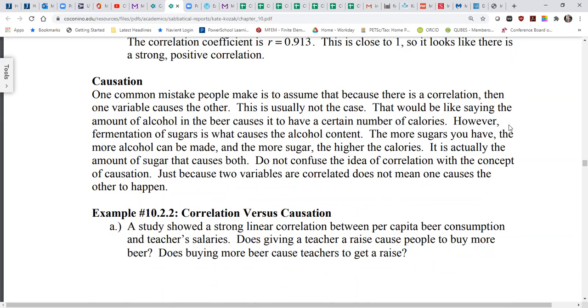Actually, it is the fermentation of sugar that causes the alcohol content, right? Not the calories. So the more sugar you have, the more alcohol can be made, right? And the more sugar, the higher the calories. Okay. This is actually the amount of sugar that causes both, not one affecting the other. So do not confuse the idea of correlation with the concept of causation.